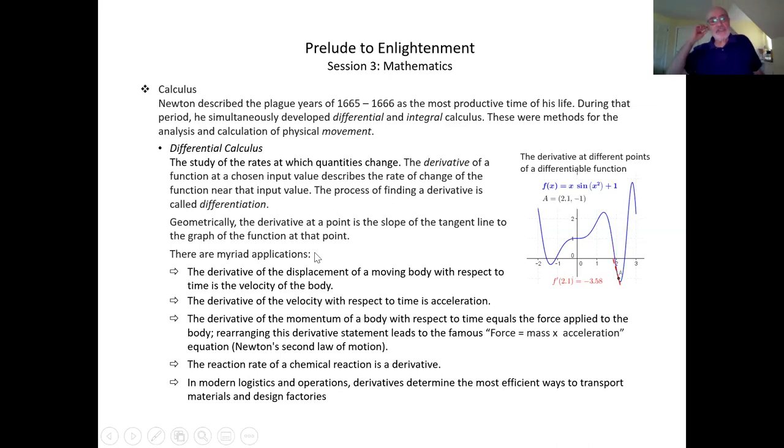So geometrically, the derivative at a point, this is sort of a complex idea to wrap your head around, so don't make too big a thing of it. The derivative at a point is the slope of the tangent line to the graph of the function at that point. And there's a little tangent line here. And so the derivative is the slope, the tilt in that line as it changes at each point along the movement of the input value of the function. Don't be confused. You have to take a calculus course for that.